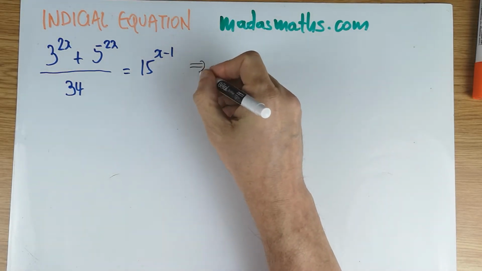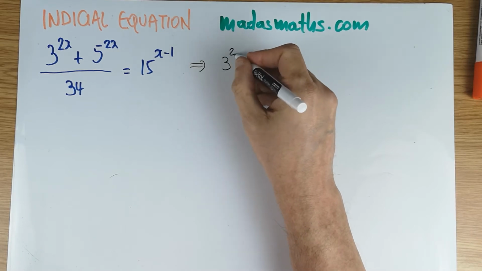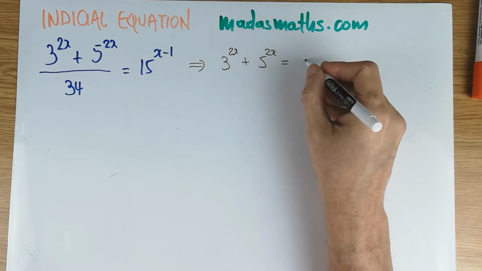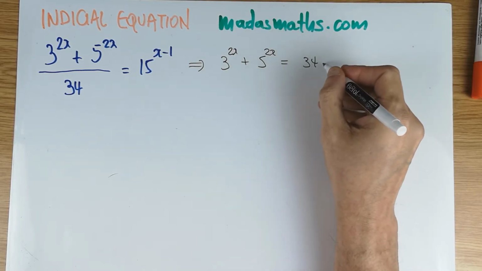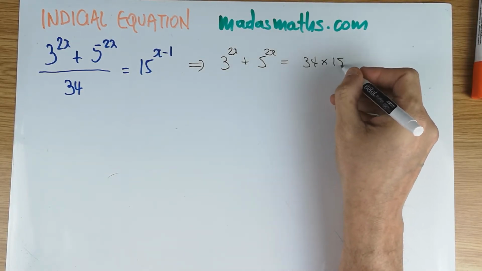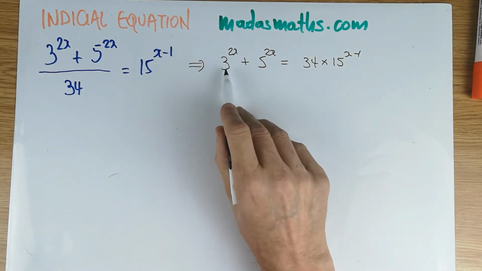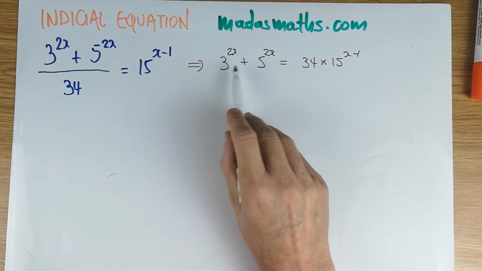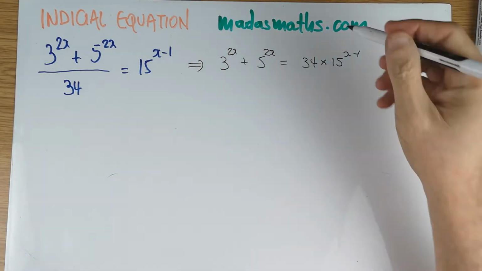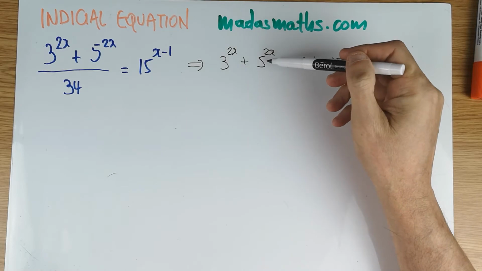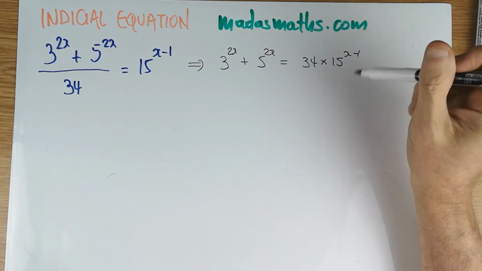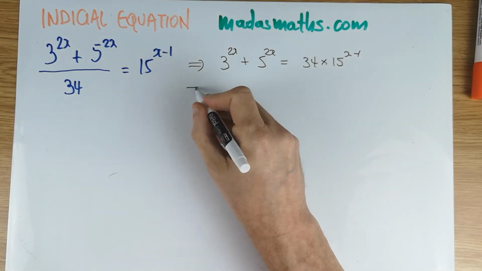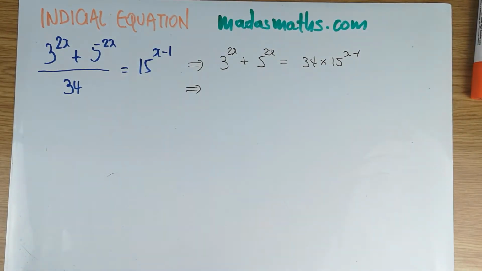Well, a couple of obvious steps, first of all. Times the 34 across. Then it's worth noting that, first of all, we've got a problem. The problem we've got is, of course, this plus. We cannot really do anything with these indices. It's worth noting the 3 and the 5 are the two factors of 15. So that might give us a clue. There's some kind of quadratic hidden in there.